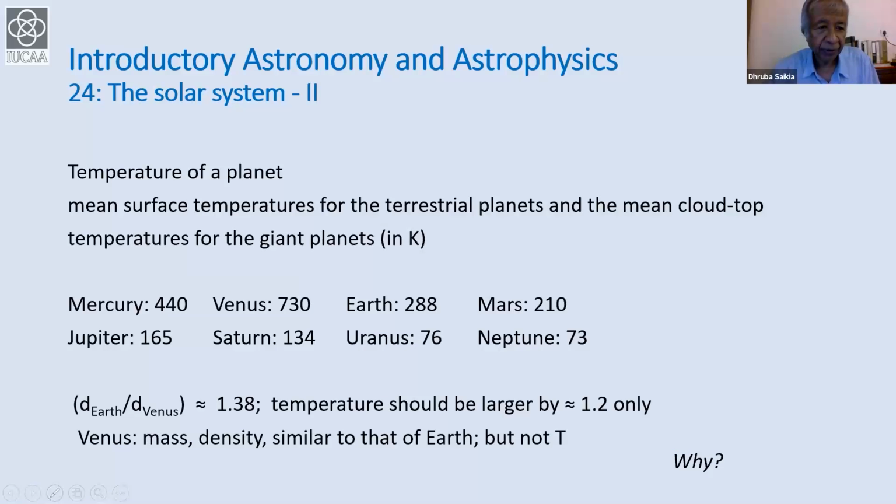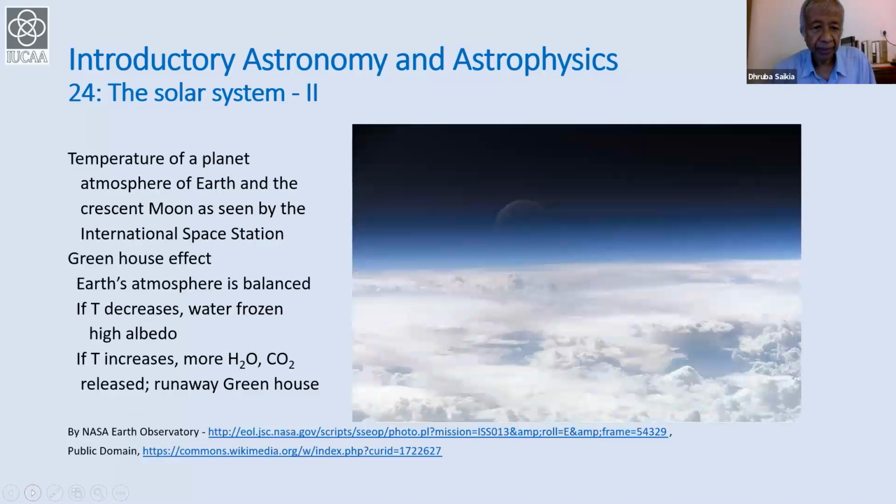Now, this shows the mean surface temperature for terrestrial planets, and the mean cloud temperatures of the giant planets. So this is what we have just seen as well. Again, you can see over here that the Earth to Venus distance is only about 1.38, and because it depends on the square root of the distance, temperature should have been different by only a factor of 1.2. But you can see that there is a huge difference, and that is, as we have just said, and as Ahan also pointed out, about the atmosphere playing an important role in the temperatures of the planets.